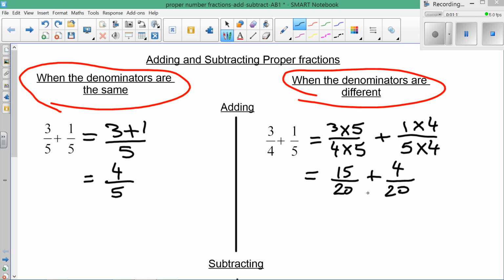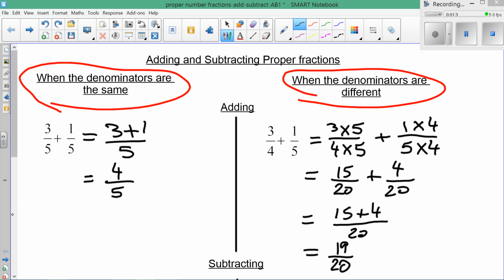Now we have two fractions with the same denominator. I do the same as I did on this side. I add the numerators. So that's 15 add 4 over the common denominator, which is 20, and that gives me 19 over 20.